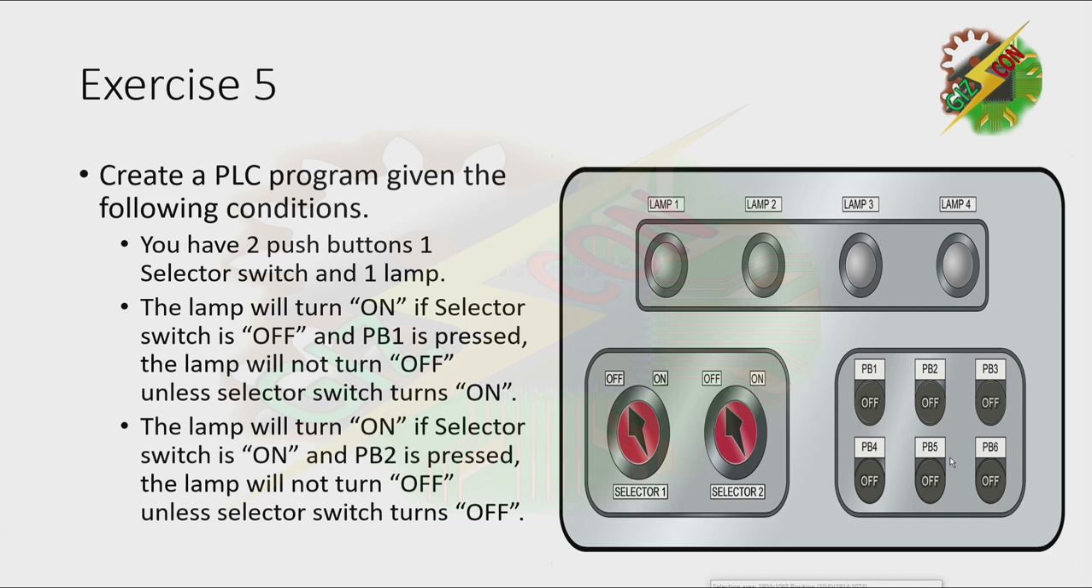Then, let's have our demonstration. Let's press PB2. Nothing will happen. Now, let's press PB1. Lamp 1 turns on. To turn off the lamp, we need to turn on the selector switch. And now, let's press PB1. Nothing happened. Now, let's press PB2. Lamp 1 turns on. Now, to turn off the lamp, we need to turn off the selector switch.